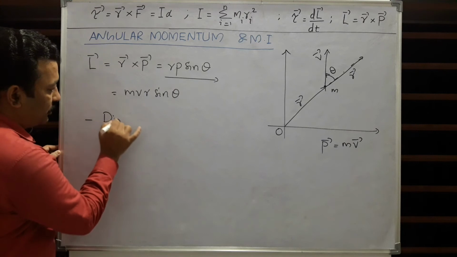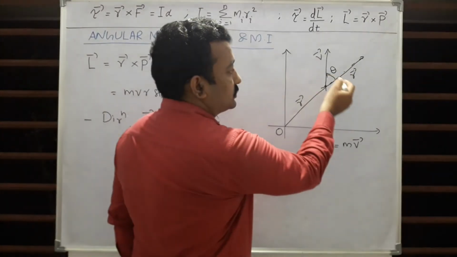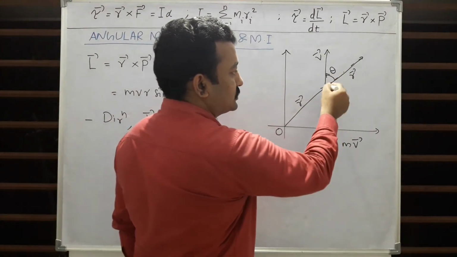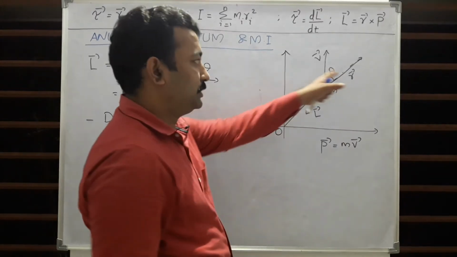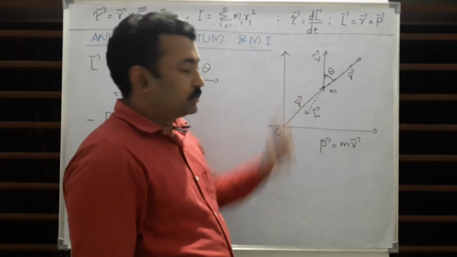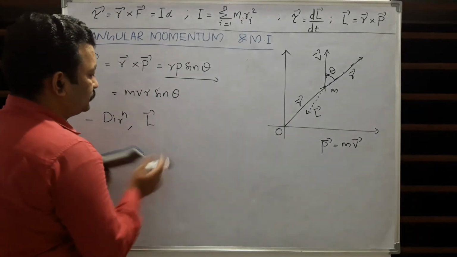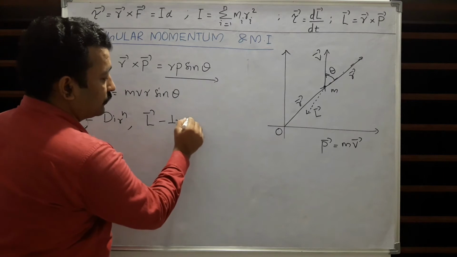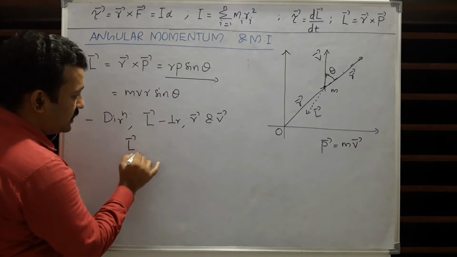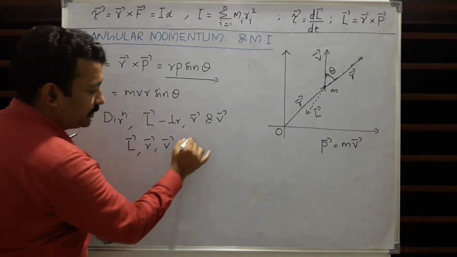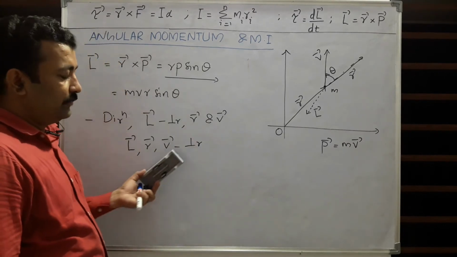The direction of angular momentum will be from r to v. So look at that, it's a rotation anti-clockwise. So the direction will be out of the plane of the paper, that is, perpendicular to r and v, by the property of the cross product. So we can say the direction of L will be perpendicular to the r vector and v vector, or we can say L, r, v, all of them are mutually perpendicular to each other. So we got the magnitude, we got the direction.